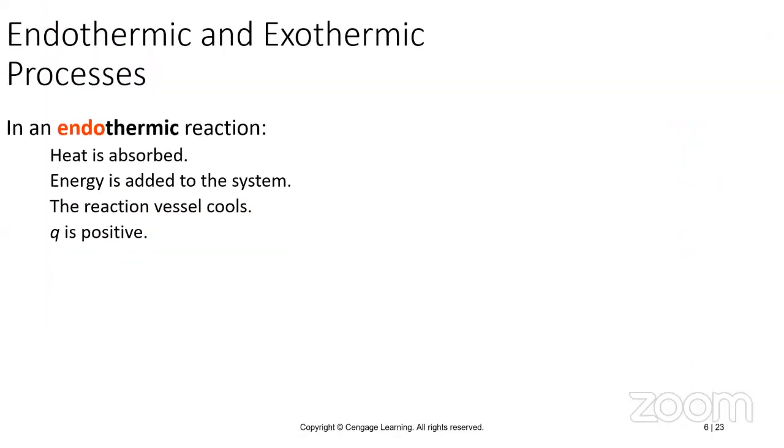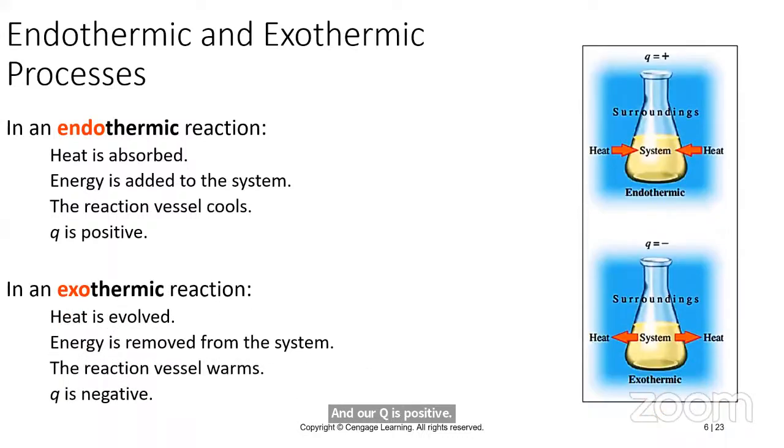Okay. So as I said, in endothermic reaction, the heat is absorbed, so energy is actually added to the system. And because energy is added to the system, the reaction vessel is usually cool. And our Q is positive for endothermic reaction.